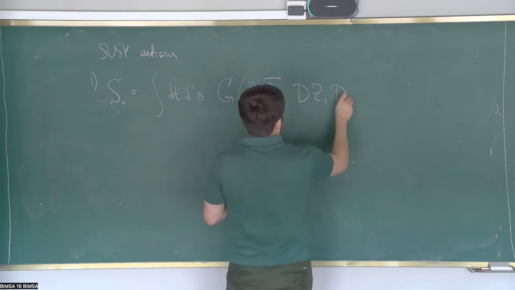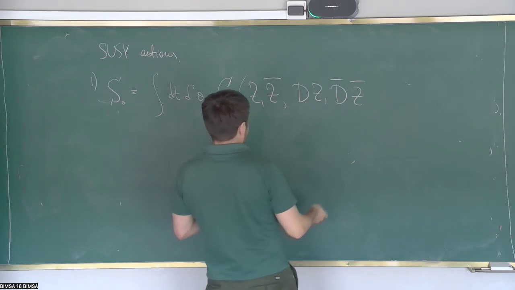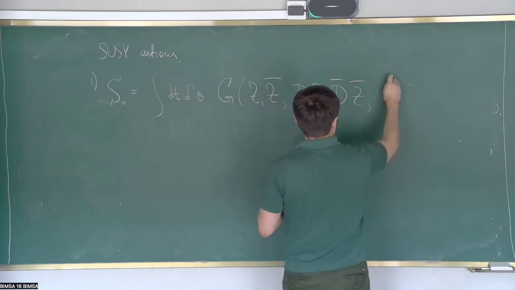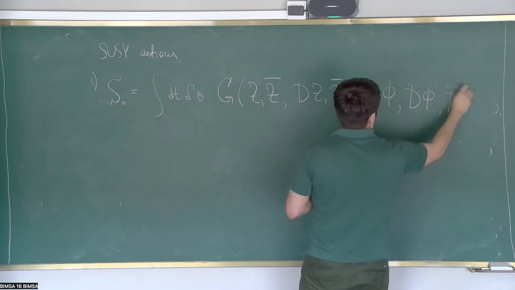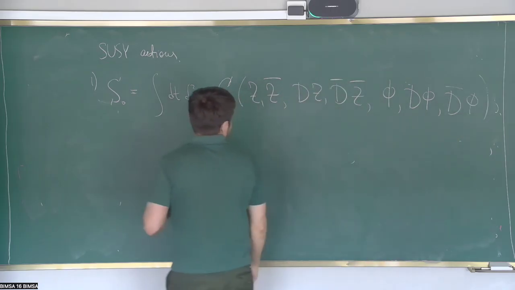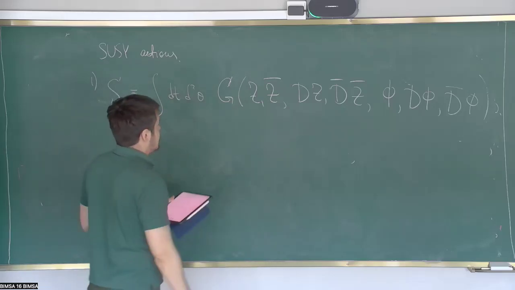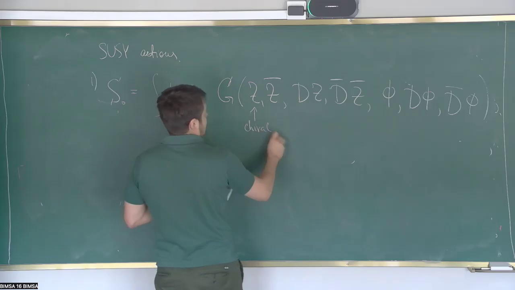D bar z bar. And if you have real superfields, we can have i, D phi, D bar phi, etc. So it can be a function of complex, I mean, chiral or real superfields.